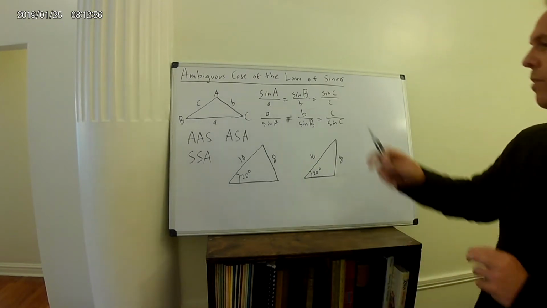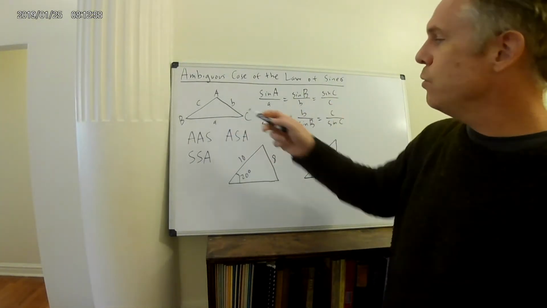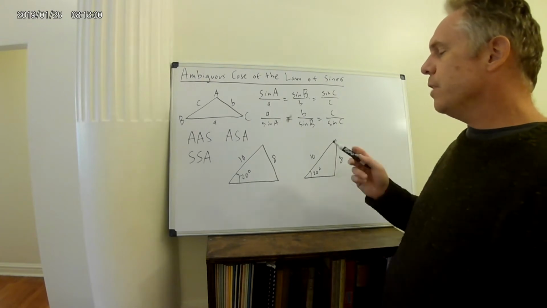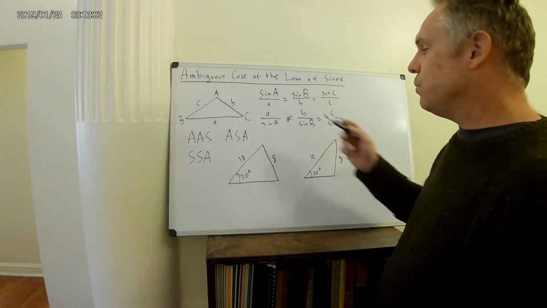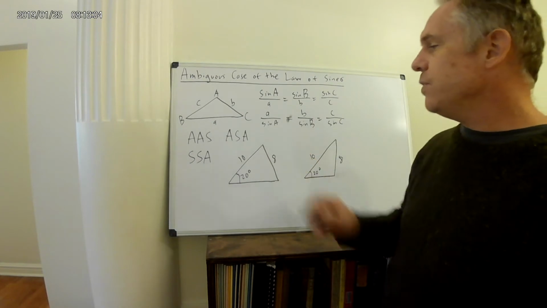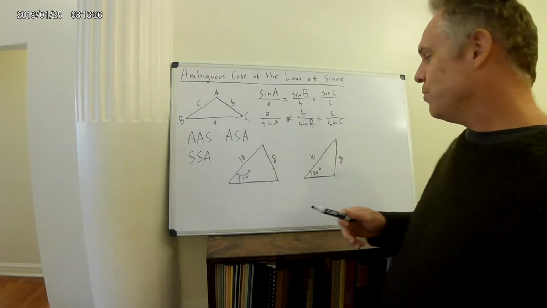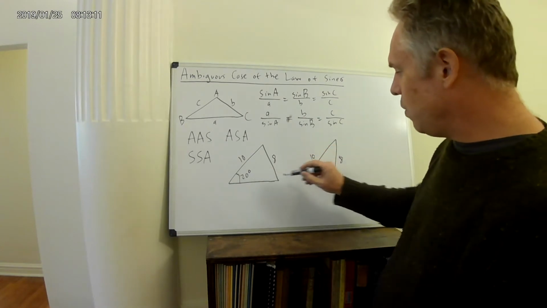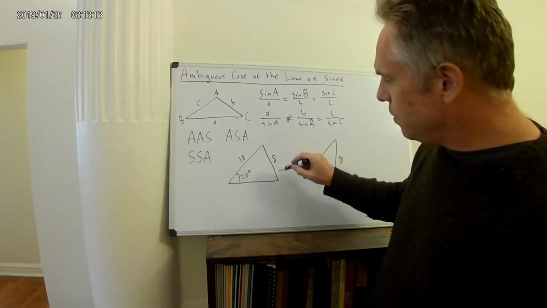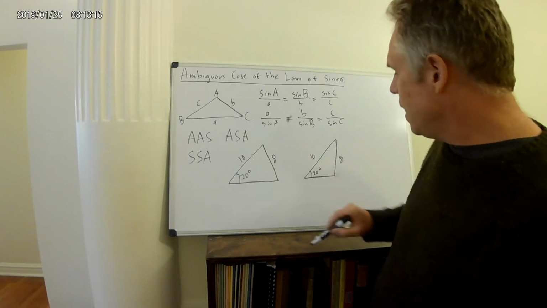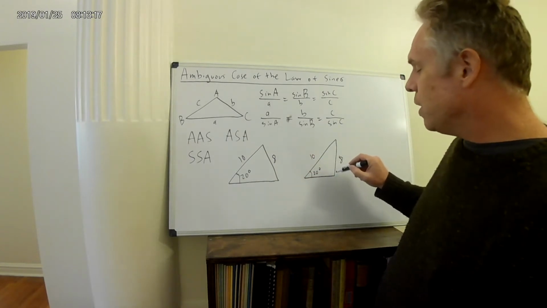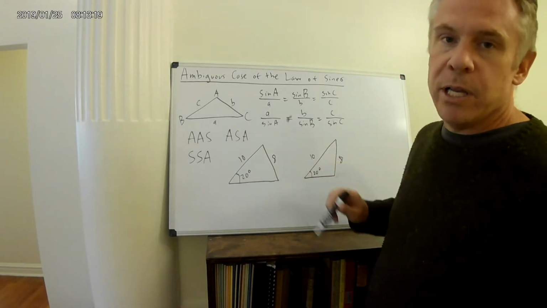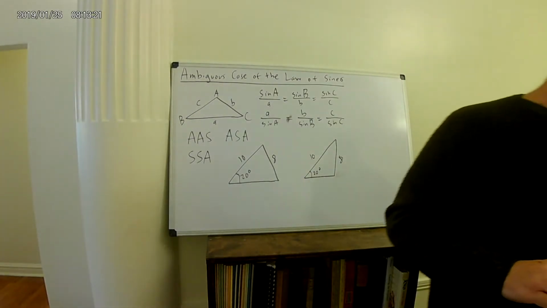And with the AAS and ASA triangles, we knew two out of the three angles. And since the angles of a triangle add to 180, that means we know the third angle. Whereas with an SSA, we only know one of the angles. So what that means is there's an ambiguity. If you see in this case, this angle here is acute. In this case, this angle is obtuse. And that's where the ambiguity comes from. So we need to learn how to deal with this.